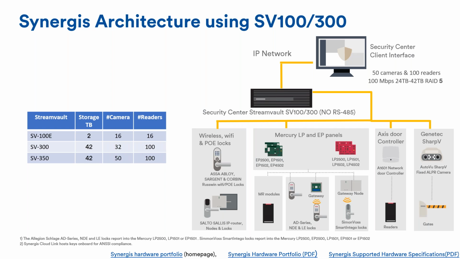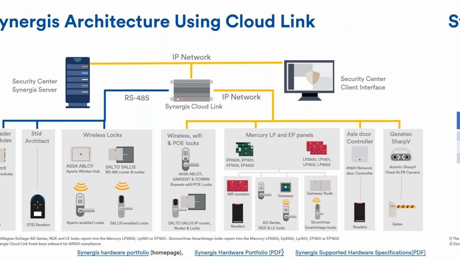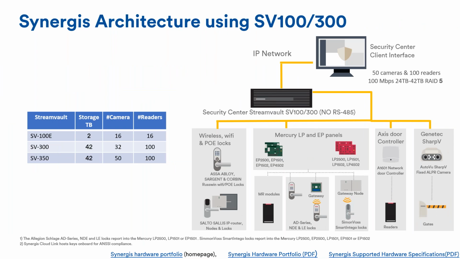Now, what you should notice over here is that the StreamVault SV100 and 300 series can only support a connection to access control devices that support an Ethernet connection, not an RS-485 connection. As I showed in the previous diagram, the Synergis Cloud Link can support connections to access control devices via RS-485, as well as via an IP network connection. Under the StreamVault 100 and the StreamVault 300 series, we are restricted to only supporting access control devices that are under the network connection.